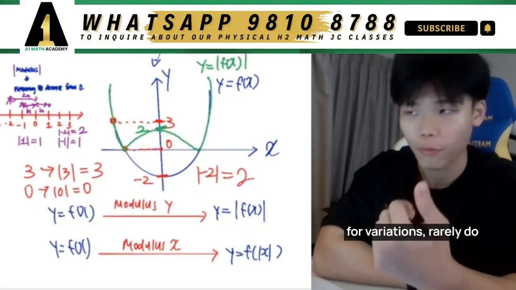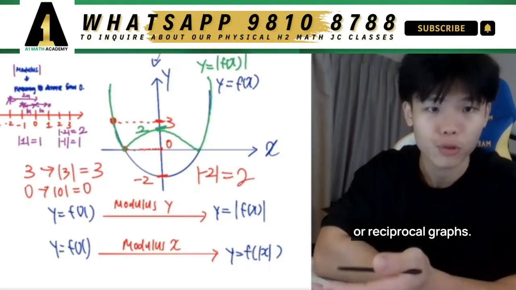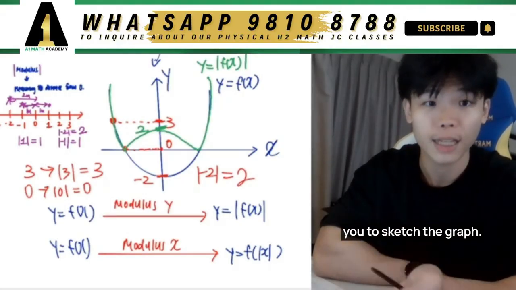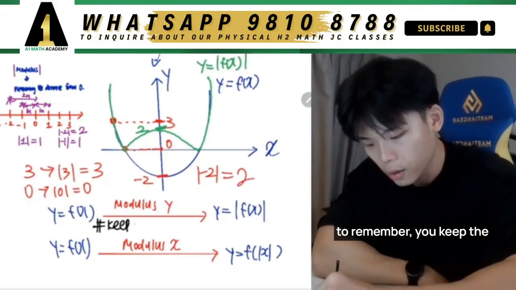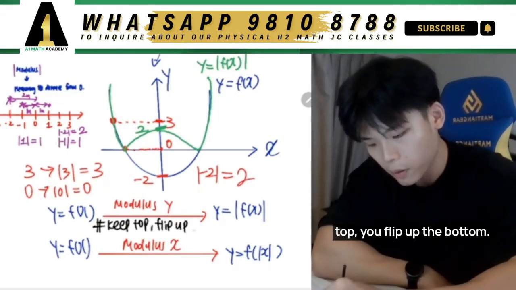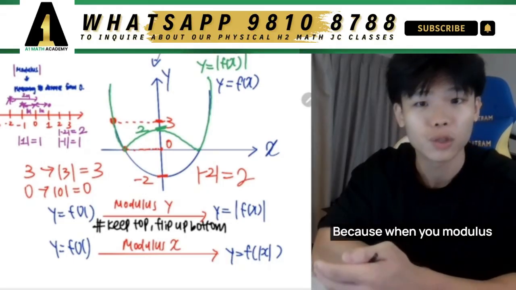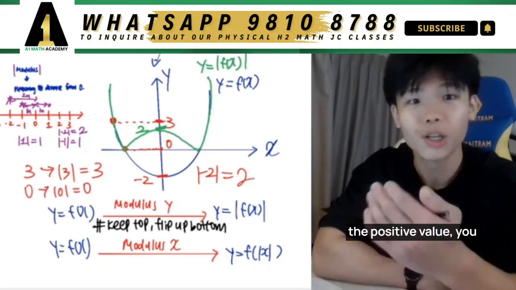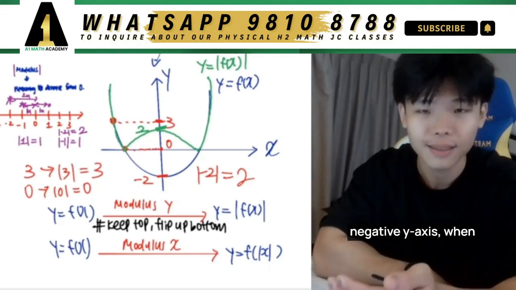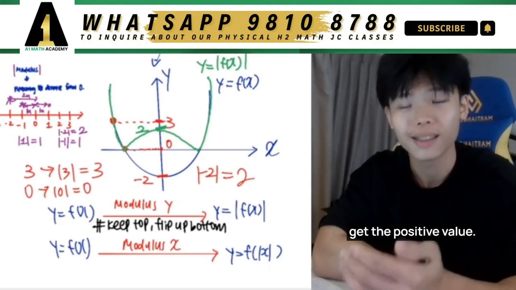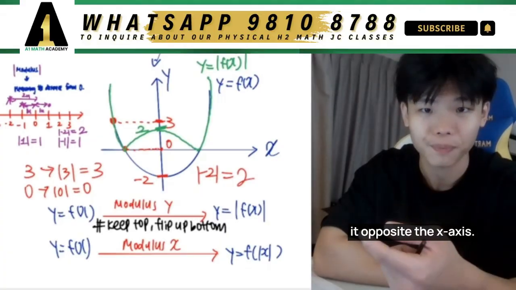So in short, for this type of questions, you don't need to describe. Just note that for variations, rarely do they get you to describe. For variations of modulus or reciprocal graphs, they usually just get you to sketch the graph. So you just need to remember: you keep the top, you flip up the bottom. Anything in the positive y-axis is not affected, because when you modulus a positive value, you get back the same value. Whereas anything in the negative y-axis, when you modulus it, you get the positive value. So in essence, you flip it opposite the x-axis.